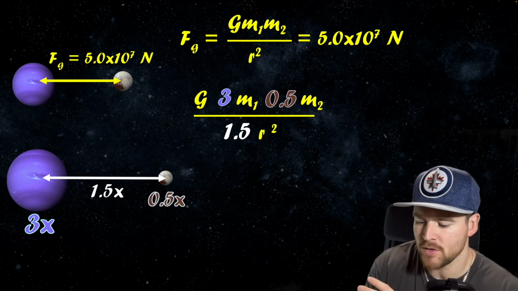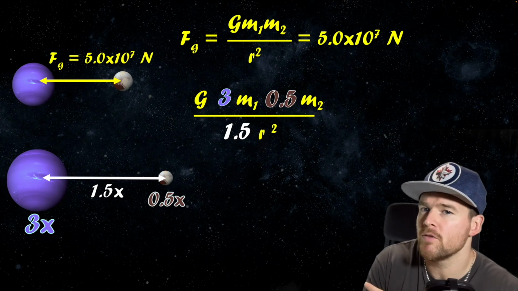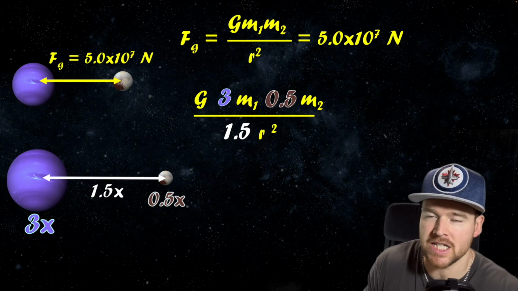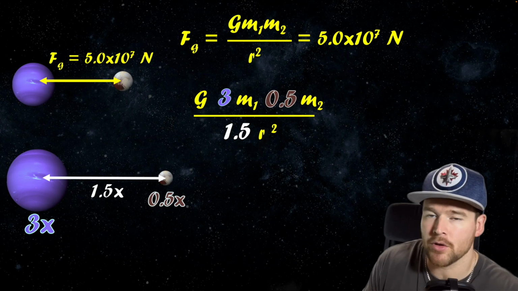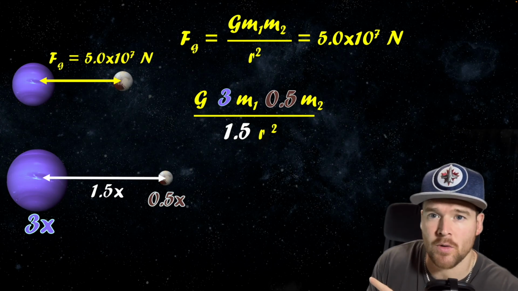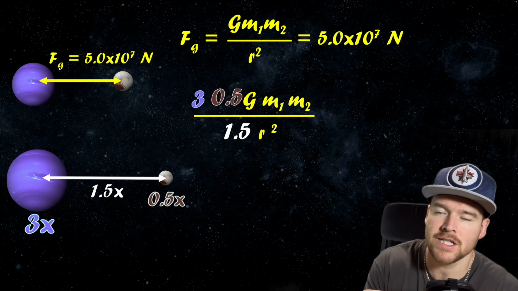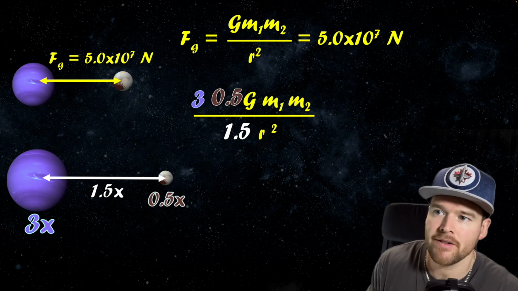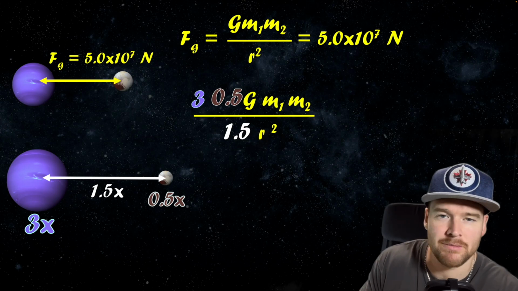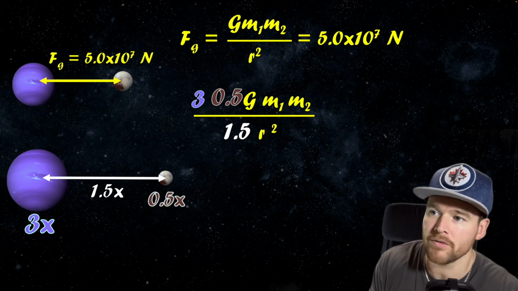Doesn't seem like we've done too much yet, but let's take those factors and just move them to the front. So instead of G times 3 times m, let's go 3 times G times m. We're just going to change the order, but the order of multiplication doesn't matter. So let's move those factors to the front. So I have 3 times half times G times m1 times m2 over 1.5.